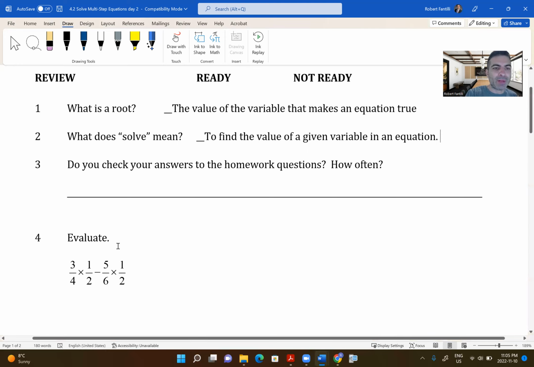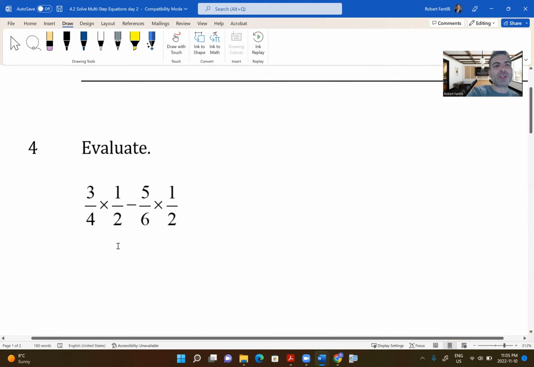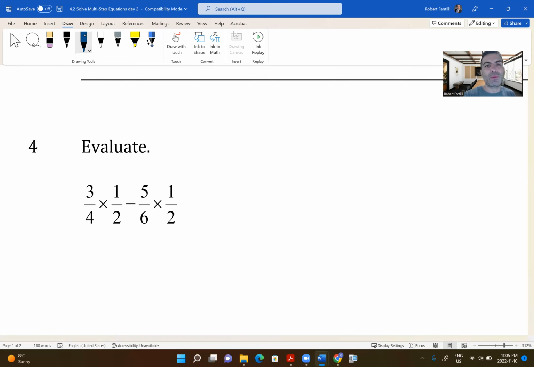All right, evaluate this. Sometimes when you're evaluating questions like this, we know BEDMAS is involved, but it's also important, or it's a convenient way to make sure you follow BEDMAS, to use brackets. Notice here I'm leaving the operation out, the subtraction.